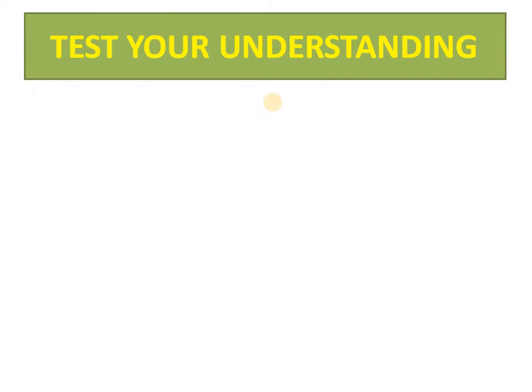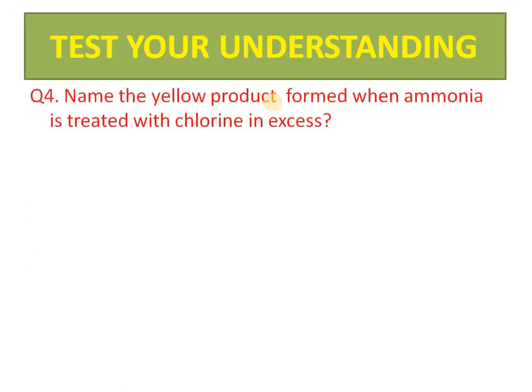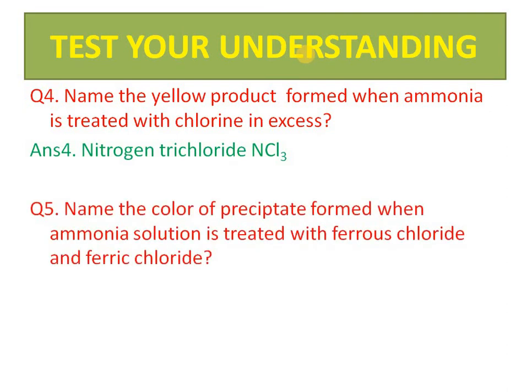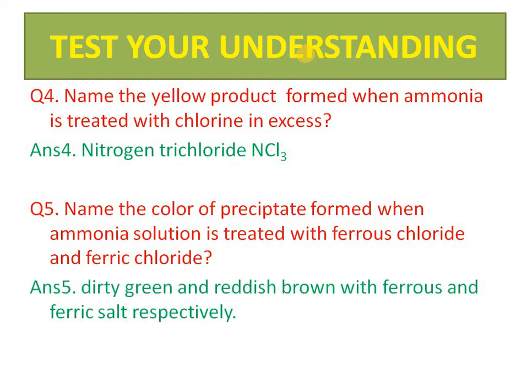Okay. So the next question: name the yellow product formed when ammonia is treated with excess chlorine. So what will you get? Nitrogen trichloride. And similarly, name the color of the precipitate formed when ammonia solution is treated with ferrous chloride and ferric chloride: it is dirty green and reddish brown with ferrous and ferric salts respectively. So if you found the correct answers, a lot of congratulations to you. You have done a very good job.